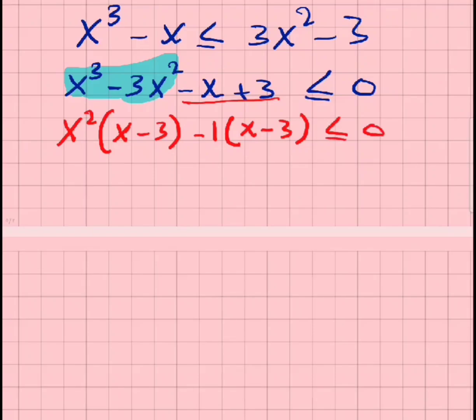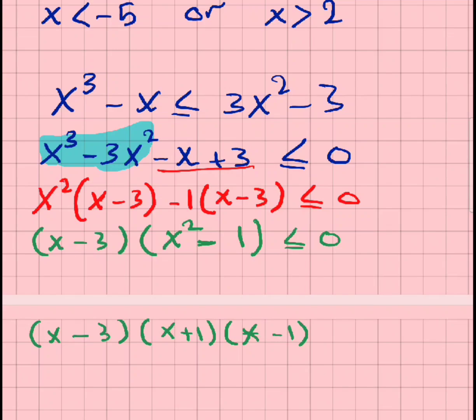Now we can also factor the GCF at this step. We can take out x minus 3. So if we take out x minus 3 from the first term, we're going to have x squared left over. And if we take it out from the second term, we're going to get negative 1.